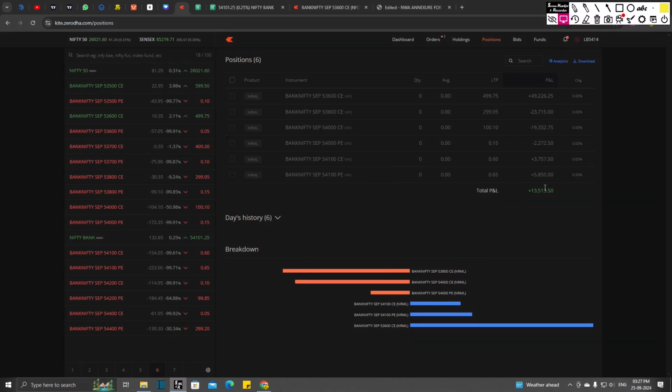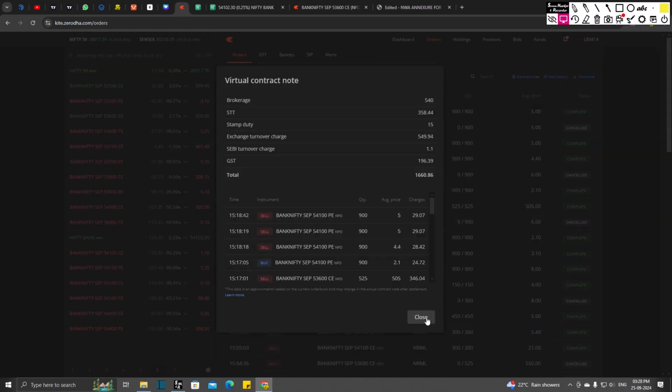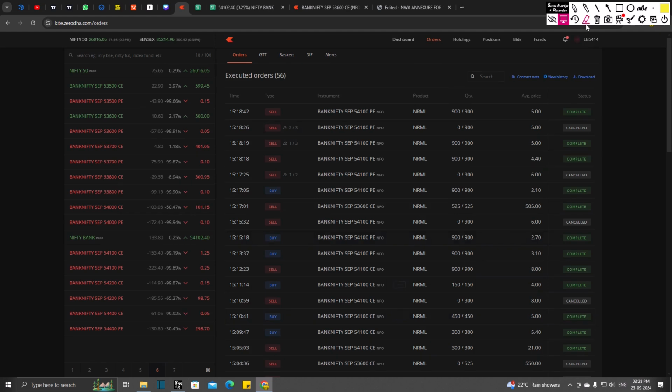Of course, I had a loss in here. This one is the loss trade, but that doesn't mean I wasn't ready for that loss, so it's okay with me. As you can see, we had a profit of about 13,500 for today. If we deduct the taxes, we'll get somewhere around 12,000, which is fine.